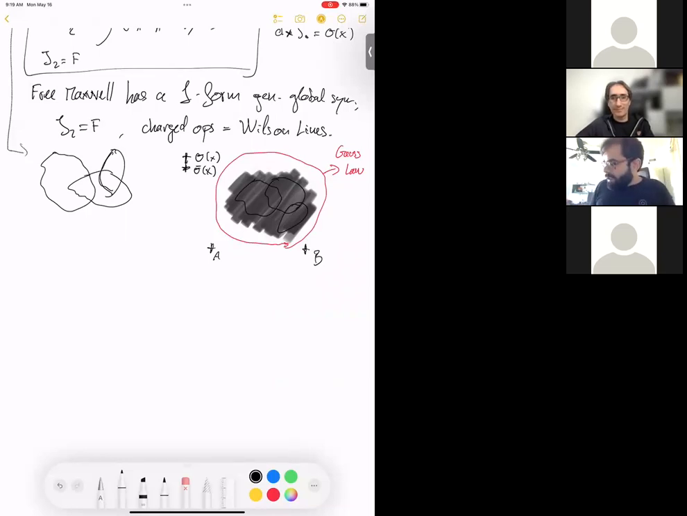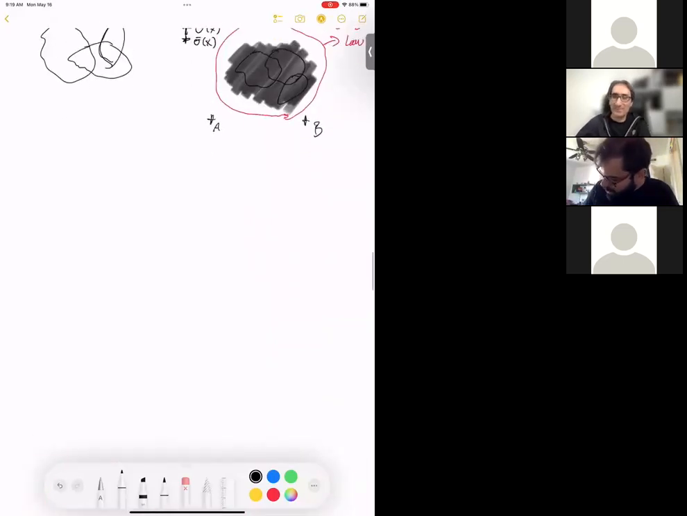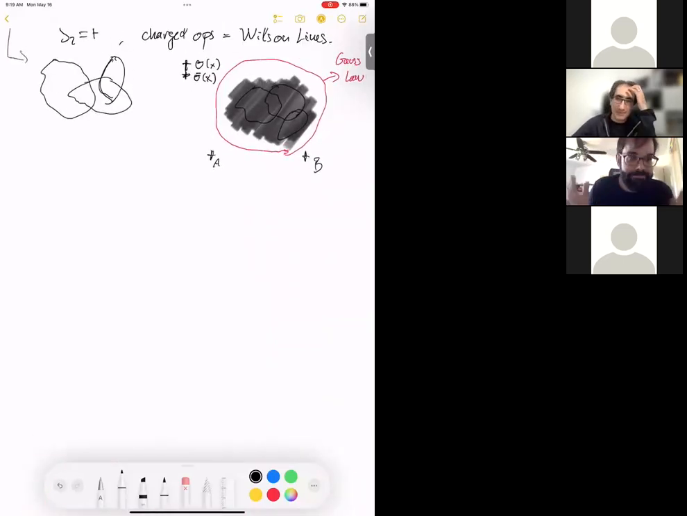Okay. So this is a one-form global symmetry. Charge operators are Wilson lines. So great, just in time. I'm very happy. So what can we do with this from a quantum gravity point of view?